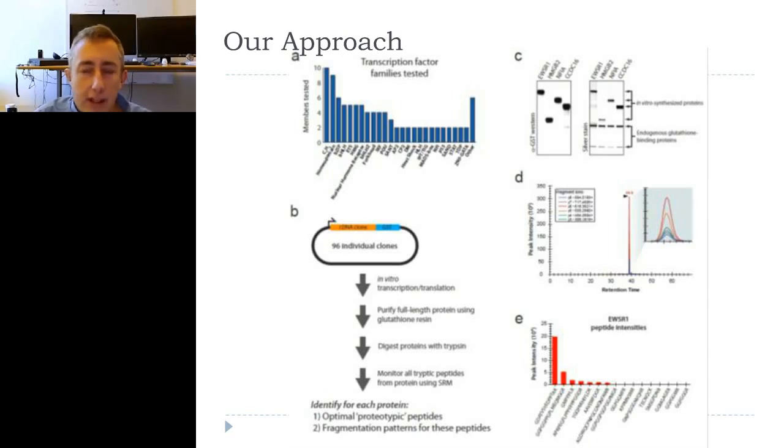But basically, the data looks like this. For an individual gene product, we now have intensities for individual peptides. We know exactly where they elute from. We know which fragments contribute the most to what portions of the signal. And in most cases, the proteins that we produce are relatively pure. There happen to be a couple of glutathione binding proteins in our extract, but our proteins are still more than half the target proteins that we're making.